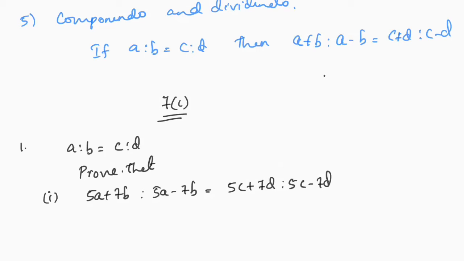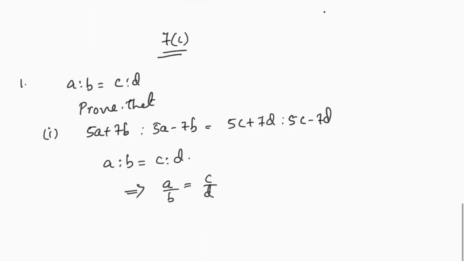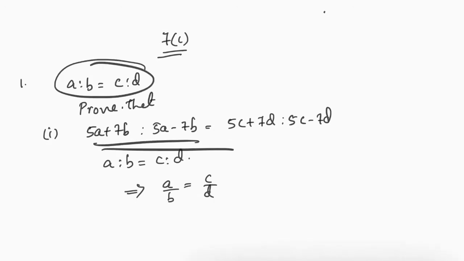Coming to that, we can take A is to B equal to C is to D, which is given to us. What does that mean? A by B equal to C by D. From this given, I need to get back the required form. With A, I have 5. C also we have 5. With B and D I have 7.